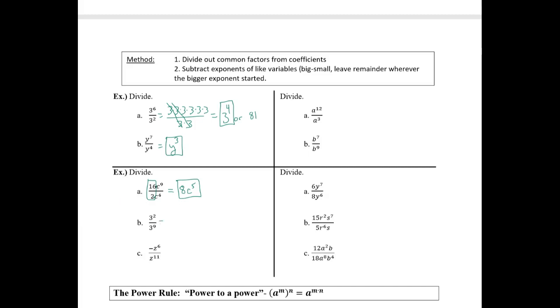So if I wanted to write this out, I'd have 3 squared in the numerator, and then 9 3's in the denominator. 1, 2, 3, 1, 2, 3, 1, 2, 3. So you did not have to write this all out. I just want to show you that 2 of these will divide out.